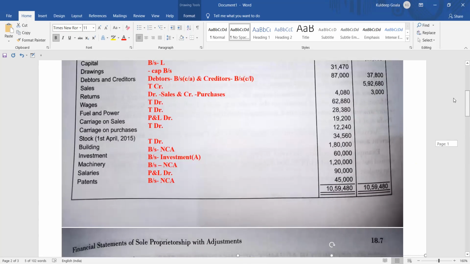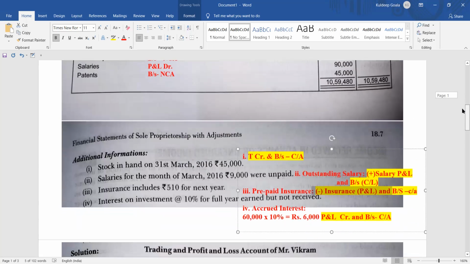Now going to the next item. Carriage on purchase is over, carriage on sales is over, stock is over, and building will not come here. The next item is salary of 90,000, right? And we have already seen that there was an adjustment. What was that? Salary for the month of March, that is rupees 9,000, was unpaid.